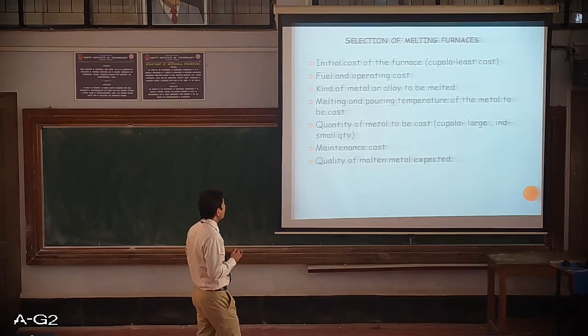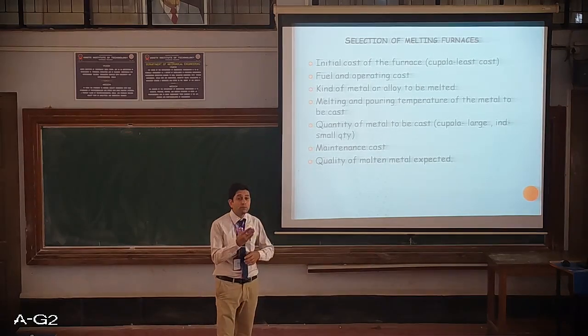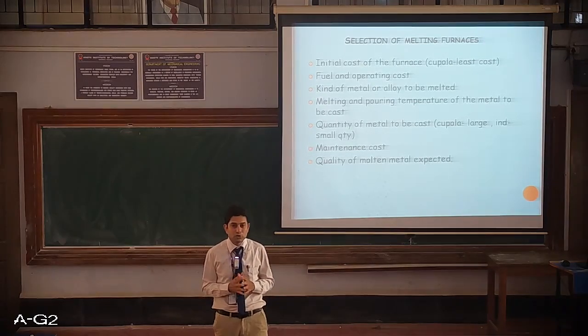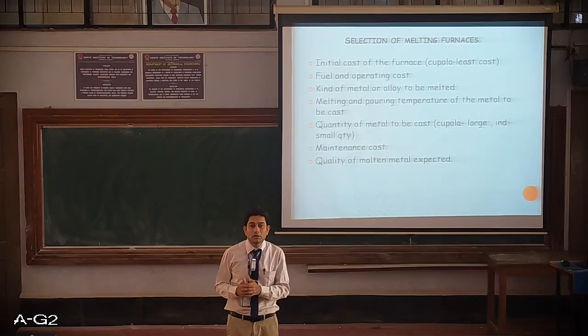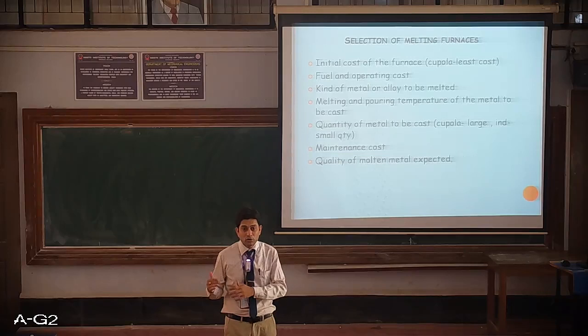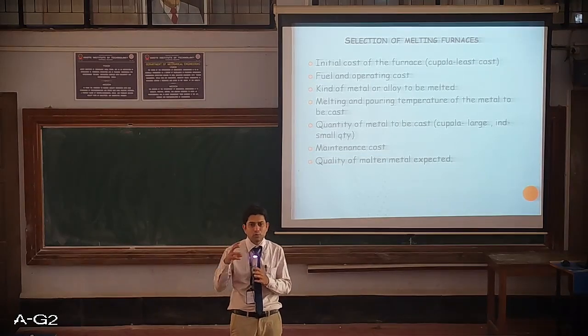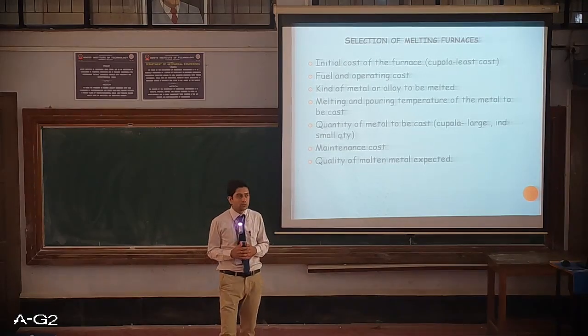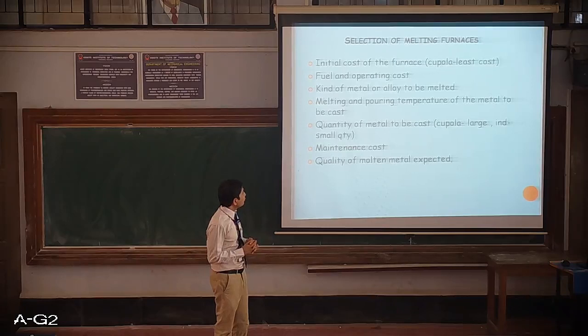The second point is fuel and operating cost. What type of fuel is being used in that furnace, you have to ensure. So if you don't have a charcoal supply source, then you shouldn't go for the first one and the second one, that is the cupola furnace. If you have electricity in surplus amount in your region, then you can go for electric arc furnace or induction furnace. So based upon the type of fuel or the source of power to melt the metal, the type of furnace will be selected.